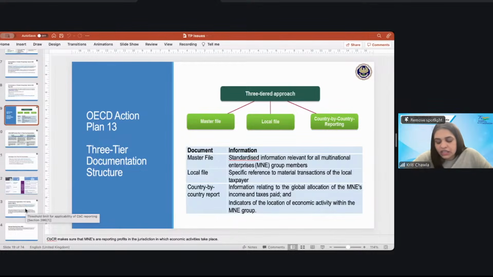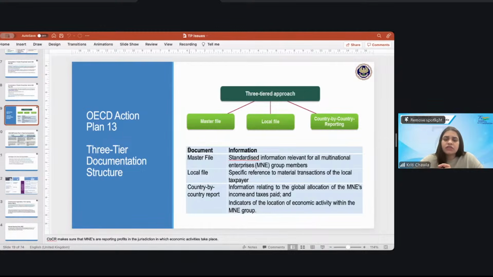Now, if you look at the OECD BEPS Action Plan 13 report, it says that there is a three-tier documentation structure that has to be maintained. They basically say that if applicable, looking at a particular threshold, if you see a multinational company on which transfer pricing is applicable, well, then it should maintain three kinds of documentation. One, you have to maintain something called a local file. Second, you'll have to maintain something called a master file. And the third thing you'll have to maintain is something called country by country reporting. Now, what are all these things?